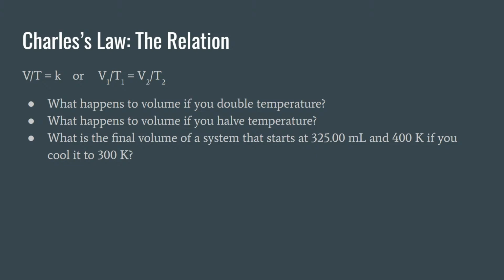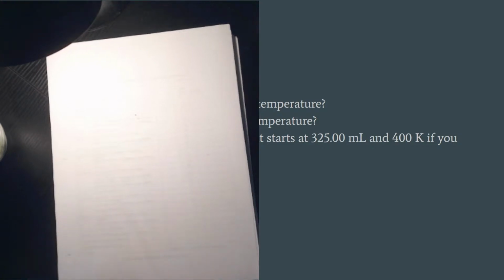Now, what if you have a system that starts at 325 milliliters at 400 Kelvin and you cool it down to 300 Kelvin? Remember, with these gas laws, you always have to use absolute temperature, so it has to be in kelvins. If they give it to you in Celsius, you have to convert to Kelvin. Otherwise, you will die.